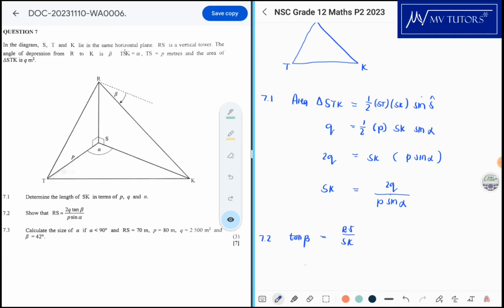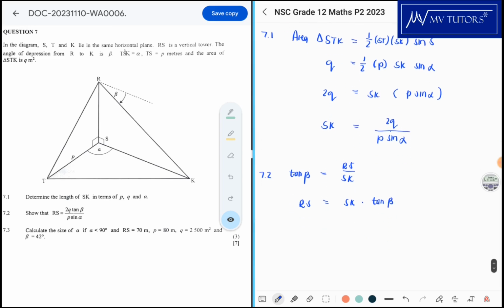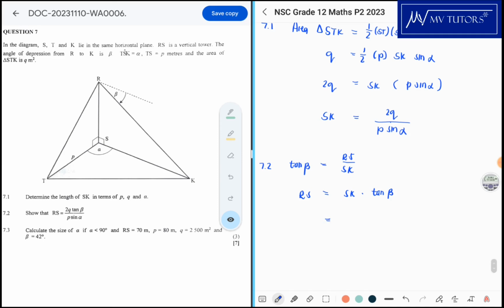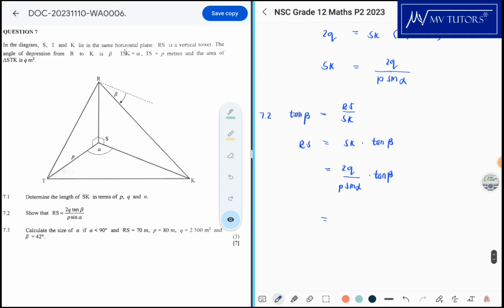Okay, and then I'm going to write everything in terms of RS, which is basically SK times tan beta, and we already determined what SK is. And this is the moment where you can actually see whether your SK was correct or incorrect. So SK, we had 2Q over P sine alpha times tan beta. And do you see, if we write everything on the numerator, we have 2Q tan beta, and that is divided by P sine alpha. And that is RS. We have shown that. Okay, so we are good.